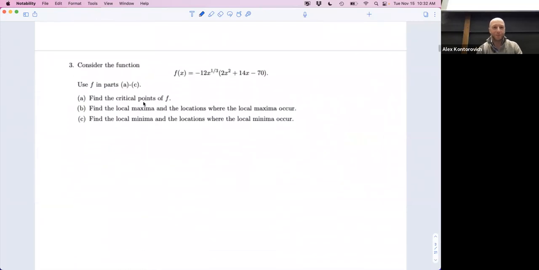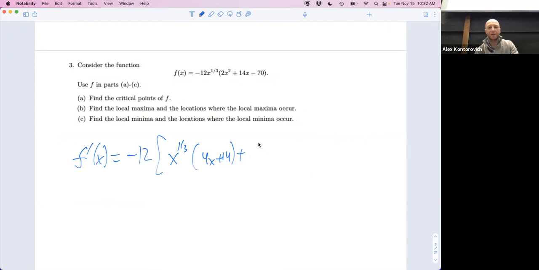Okay, consider this function. Find its critical points. Great, I know how to do that. F prime of x is equal to -12. Let's leave this alone. x to the 1/3. We're using the product rule. Times the derivative of what's inside, which is 4x plus 14, plus, I'll leave this alone. And what's the derivative of x to the 1/3? 1/3 x to the -2/3 times 2x squared plus 14x minus 70. Okay, so that's the derivative.